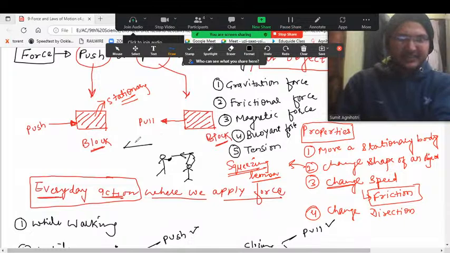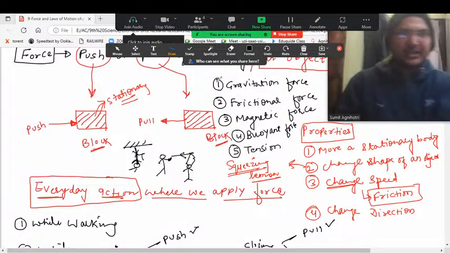Let's say there is a rope here, and maybe someone tries to climb here. Maybe a monkey is trying to climb here. Which type of force is here? The force that you see here is tension force. We call this force a tension force.